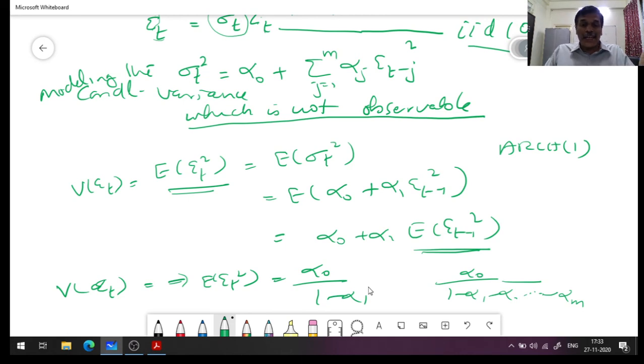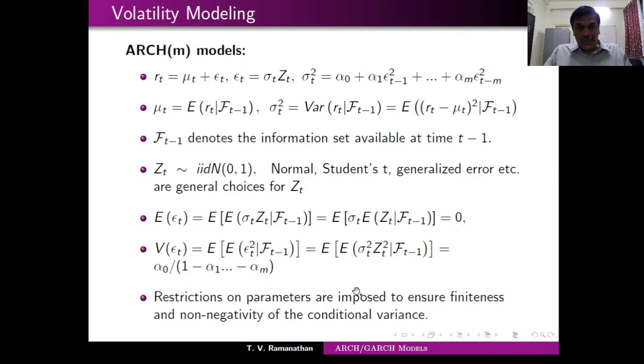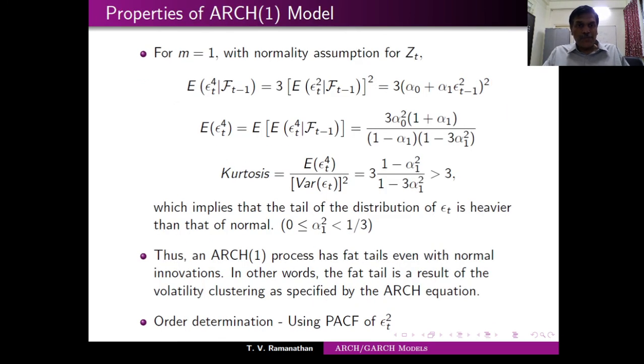In fact, you will see that now if I go for the third moment, alpha 1 not even 1, it has to be less than 1 by 3. So such kind of restrictions we may have to impose. Yeah, so here I have made the computations for m equal to 1 with normality assumption for zt.